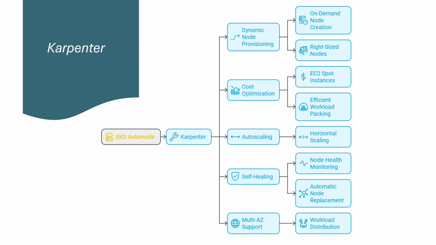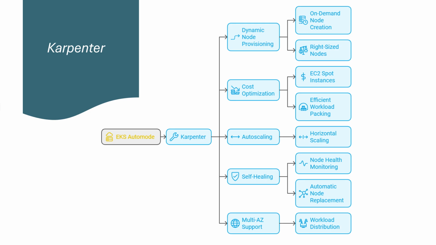Self-healing. When coming to self-healing, it monitors the node health and automatically replaces failing or underperforming nodes. Lastly, multi-availability zone support distributes the workload across multiple availability zones to enhance reliability and resiliency.